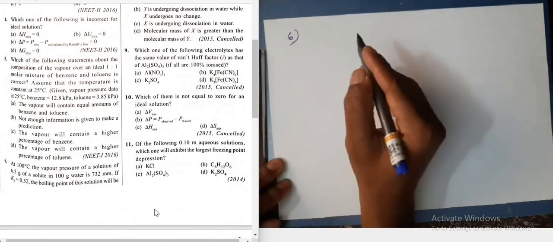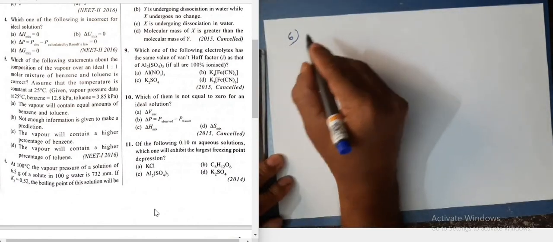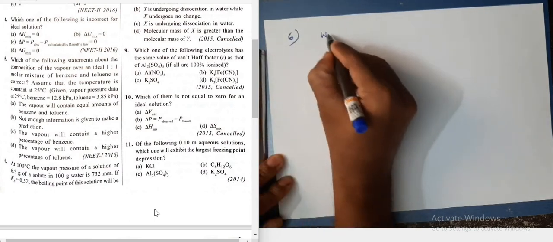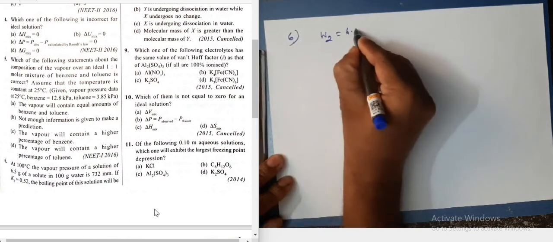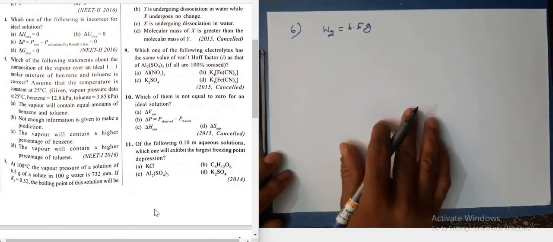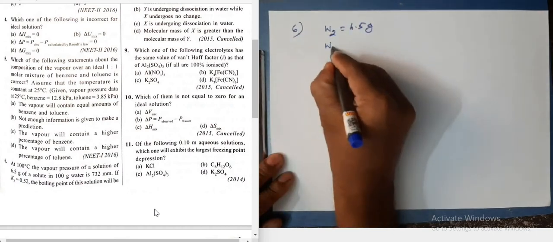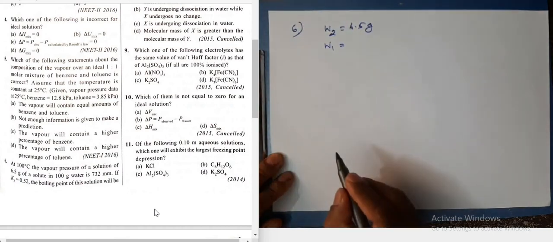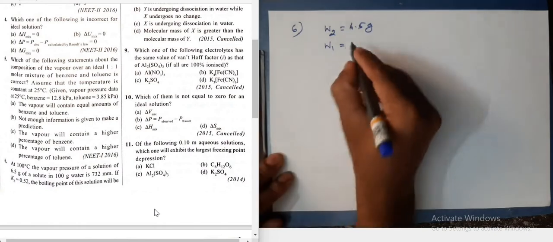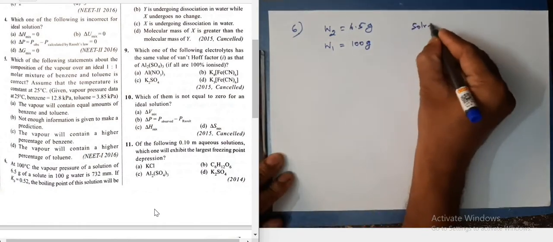Let me write first. The solution contains 6.5 gram of solute. So the mass of solute is given as 6.5 gram. As I told you, 2 represents solute, 1 represents solvent. W2 means mass of solute. W1 means mass of solvent. What's the mass of solvent? 100 gram of water. Here the solvent is water. Keep that in mind.